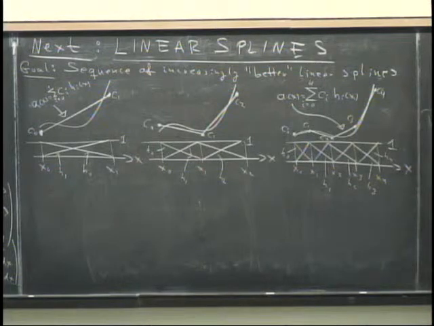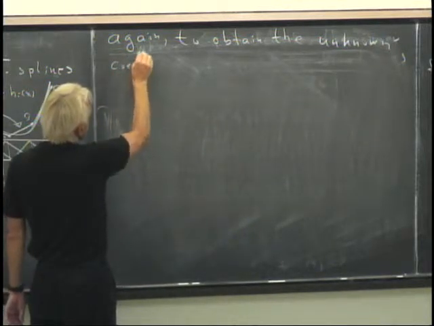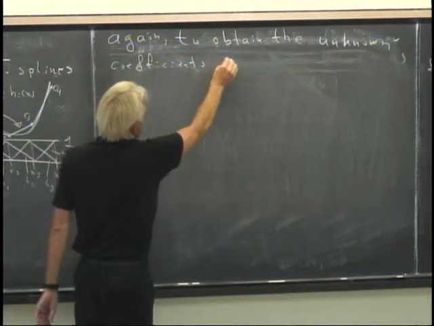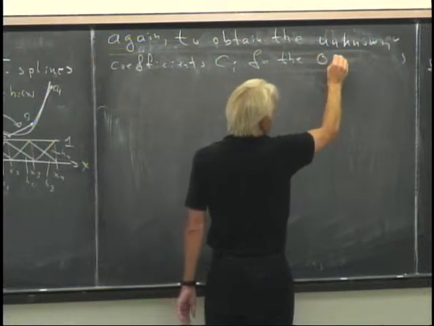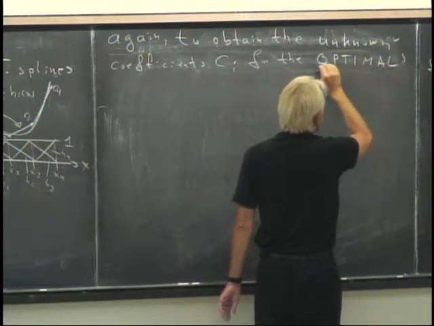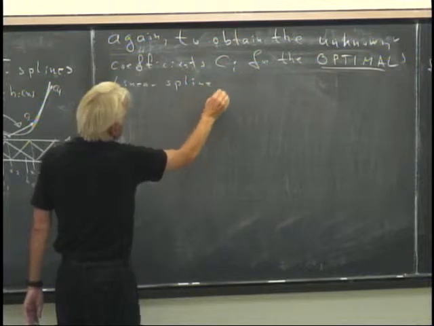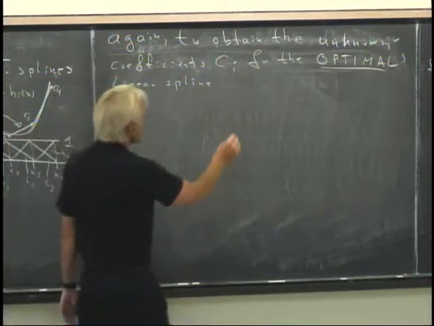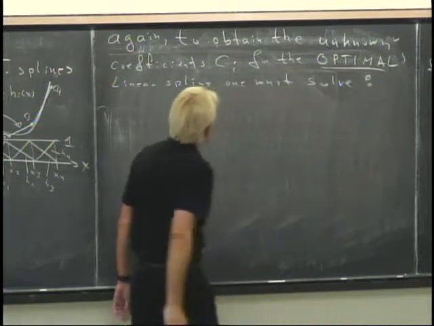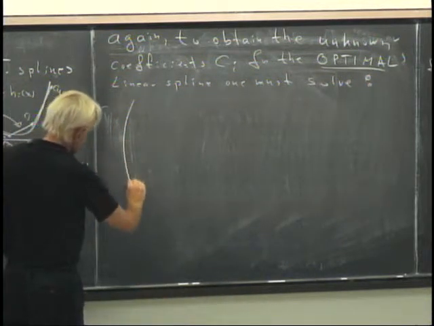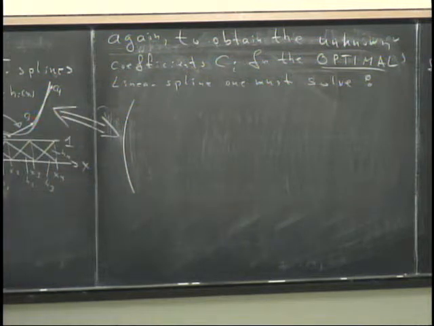Again, to obtain the unknown coefficients ci for the optimal linear spline, and that's important, the optimal, there's no better one, that makes it so nice, to obtain the unknown coefficients, one must solve, let me stay specific to this example, otherwise I end up with huge matrices.